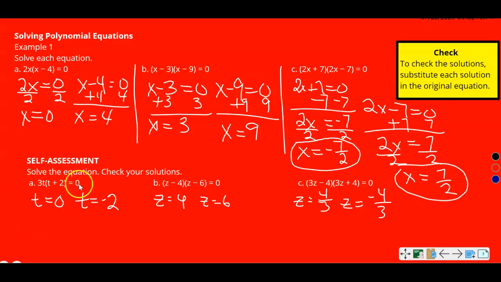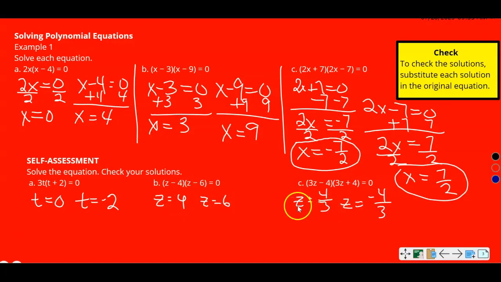If you set 3t equal to 0, divided both sides by 3, you would have got t equals 0. Then you should have set t plus 2 equal to 0, subtract 2 from both sides, and you would have got t equals negative 2. For B part, you got z minus 4 and z minus 6 equals 0. Set each one equal to 0 and solve. So the first term you would add 4 to get z equals 4. The second one you would add 6 to get z equals 6.